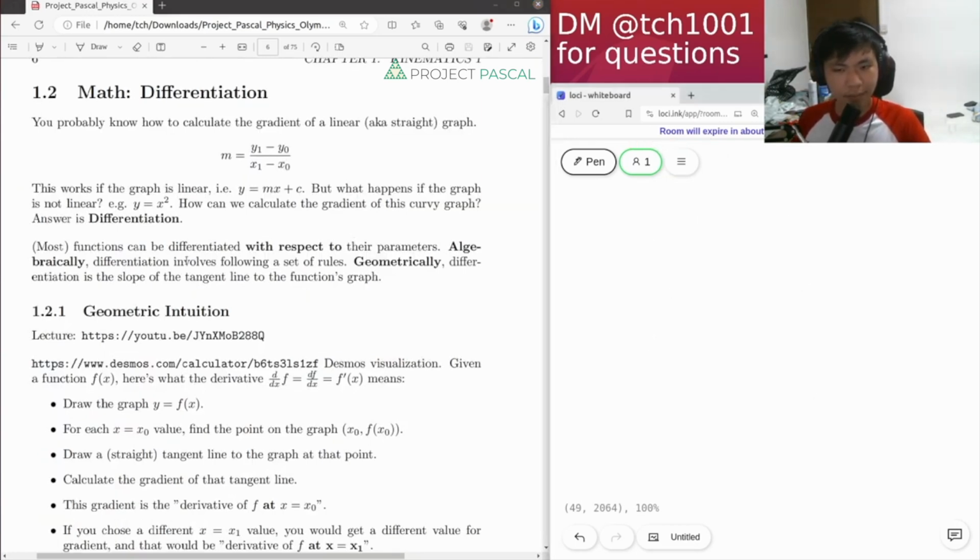So the first concept we're going to talk about is differentiation. I'm sure you guys are probably familiar with how to take the gradient of a linear graph.